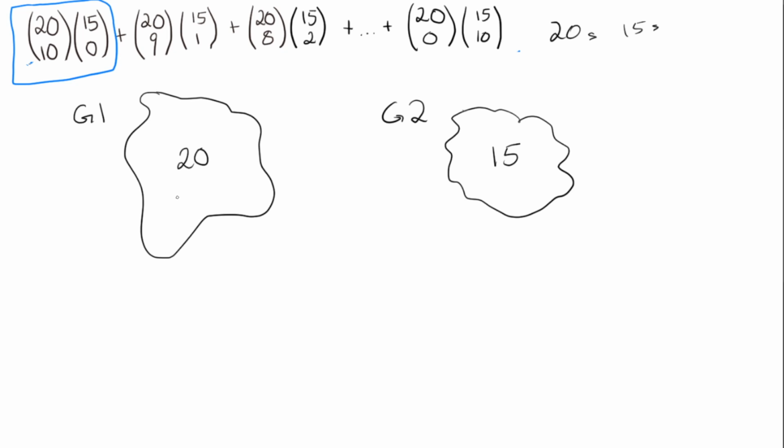So what we're seeing here is we're taking 10 people and we're taking 0 people. So we're taking 10 people from group 20 and 0 people from group 15. Alright, that's great. What about this one right here? Well, this one we're taking 9 people here and 1 person here. Wait a minute, that's still 10 people. We're still taking 10 people in total. Alright, I think we're onto something.